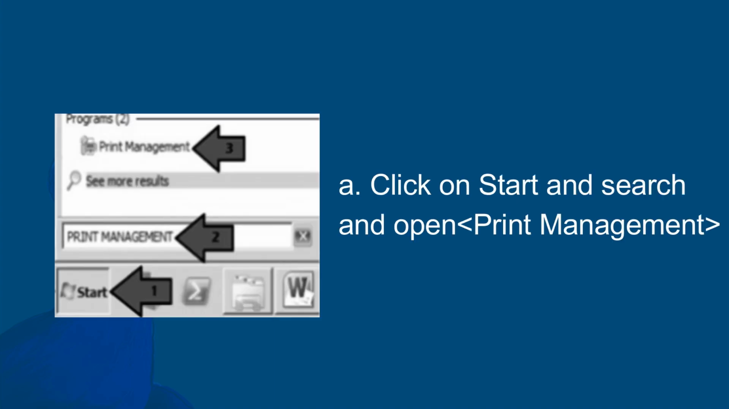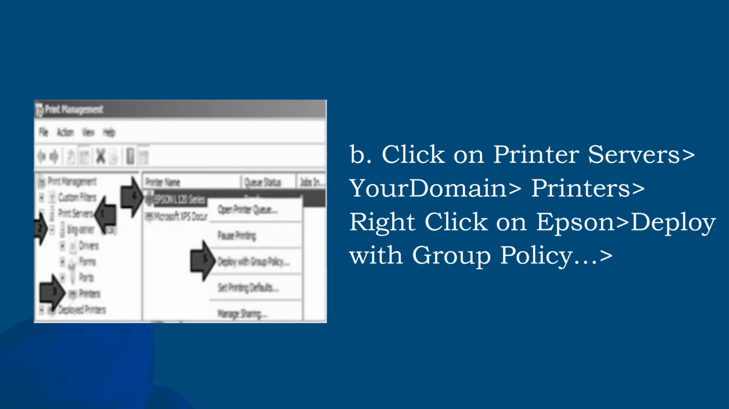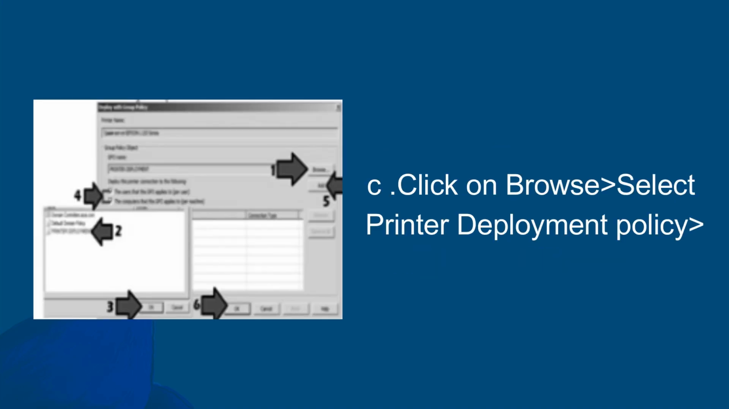Procedure number 5, deploying printer using the Printer Deployment Policy. A, click on Start and search and open Print Management. And then B, click on Printer Servers, then your domain, then Printers, and right-click on Epson or whatever brand of printer that you used, then deploy with Group Policy. And then C, click on Browse, select Printer Deployment Policy.